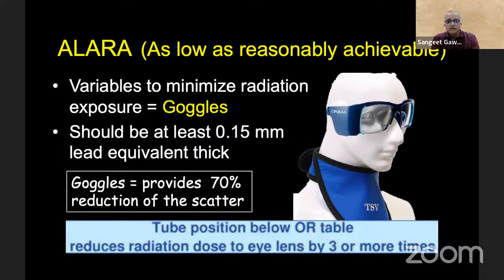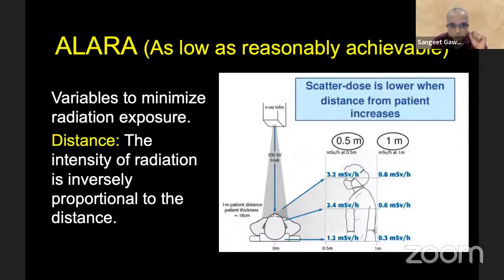Goggles, another way by which you can practice. They should be at least 0.5 millimeter lead equivalent thickness. They provide 70% reduction of the scattered radiation. It is the tube position which matters whenever you are seeing the scattered radiation. So if the tube is positioned below the OT table, it reduces the radiation dose to the eye lens by 3 or more times.